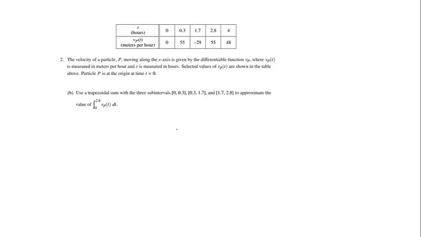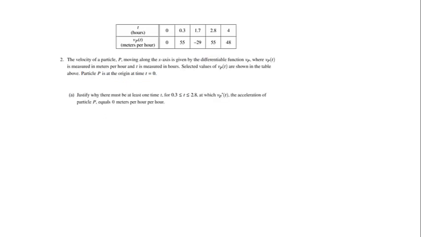Problem 2, this is a calculator-aided problem. The velocity of a particle p moving along the x-axis is given by the differentiable function v sub p, where v sub p of t is measured in meters per hour and t is measured in hours. Selected values of v sub p of t are shown in the table above. Particle p is at the origin at time t equals 0. Very important there. Part A.